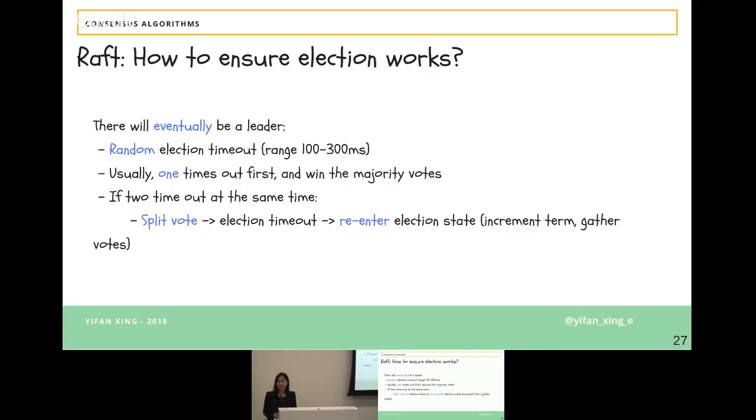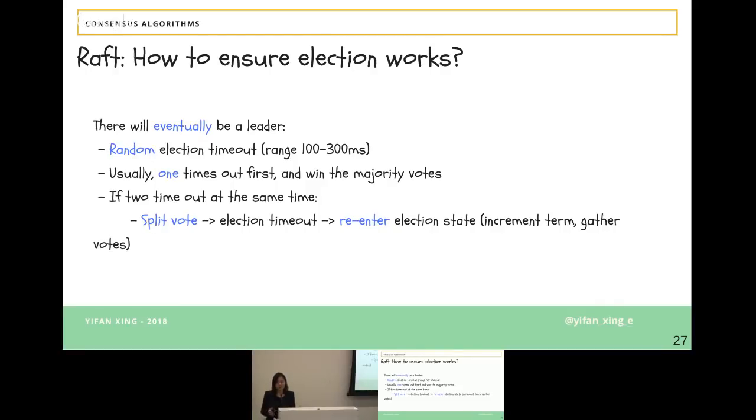It's guaranteed in Raft that there eventually will be a leader, and we have a random election timeout from 100 to 300 milliseconds, based on, again, how your algorithm is implemented in your environment. Usually how it happens is one machine will time out first, and the machine will become a candidate, and hopefully it will collect the majority of votes and then become a leader. However, there are cases where two machines time out at the same time and are collecting votes, and they have this split vote scenario where neither of them gets a majority amount of votes.